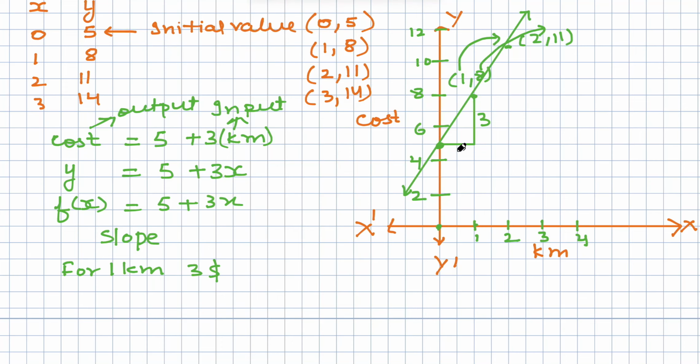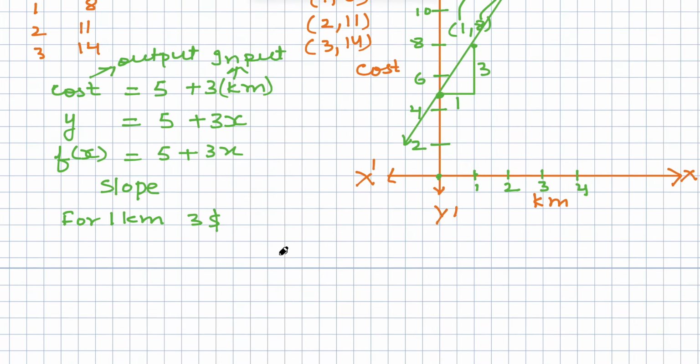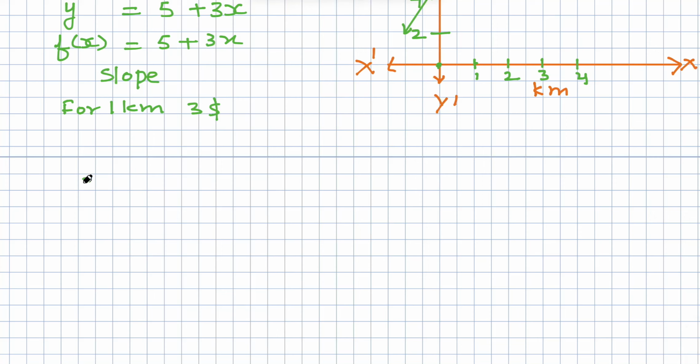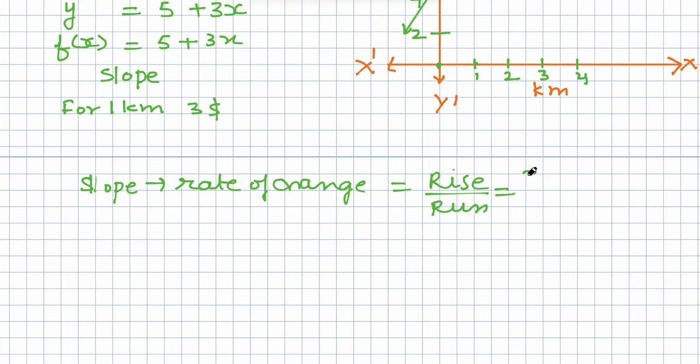So from here to here, it is 1. Slope is the rate of change, right? You can write it as rise over run. So how much is the rise? 3. How much is the run? 1. So if we read it, for every 1 kilometer, $3 are to be charged. So slope is rate of change, and we can say for every 1 kilometer, $3 are to be charged.